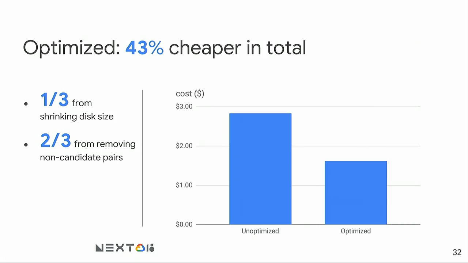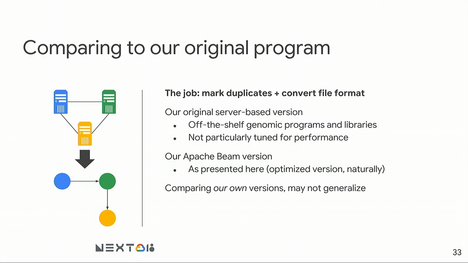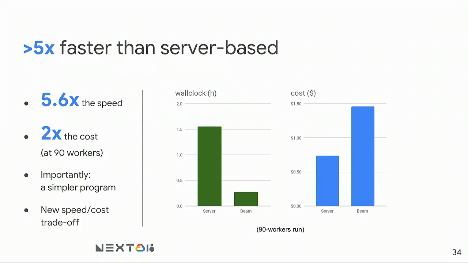And the other thing that I wanted to do is compare this program against our original program that was running on a single server. So the single server program was running off-the-shelf software using genomic libraries and stuff, and I must emphasize it wasn't particularly tuned for performance. And I'm comparing it to our optimized Apache Beam program. And of course, these are our own versions, right? I'm not making any promise that the same thing will happen to you if you port your programs to Beam. This is just what happened to us. And what happened to us is we're 5.6 times faster. The cost also went up, but it went up only 2x.